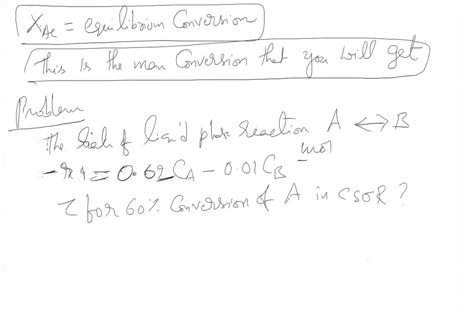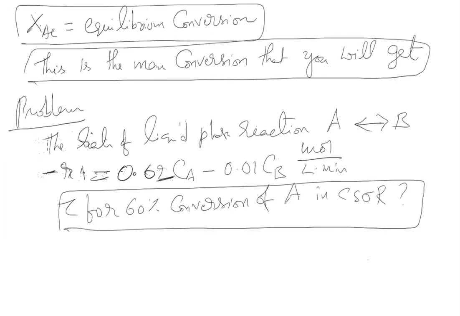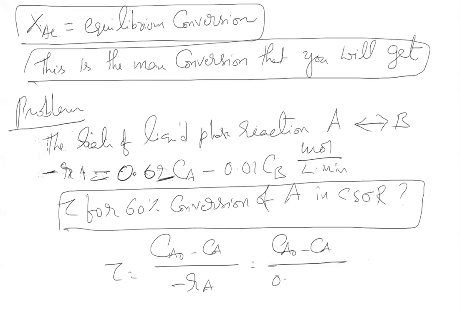Mole per liter minute. So tau for 60% conversion of A in the CSTR. 300 minutes. So how to calculate tau is simply CA naught minus CA divided by minus RA. CA naught minus CA divided by 0.02 CA minus 0.01 CB.